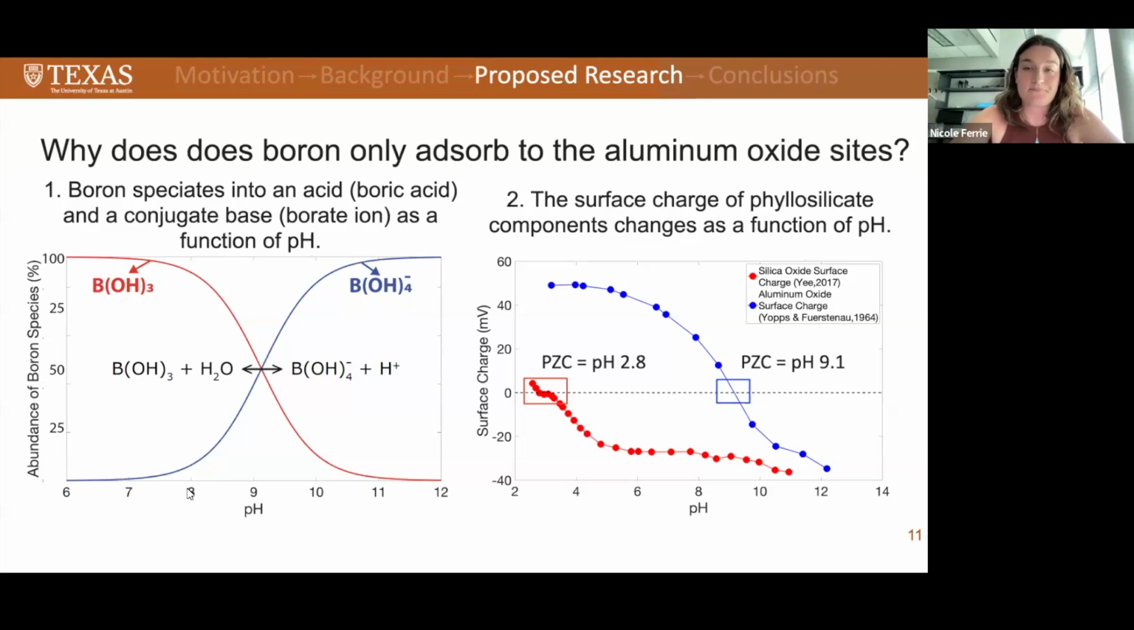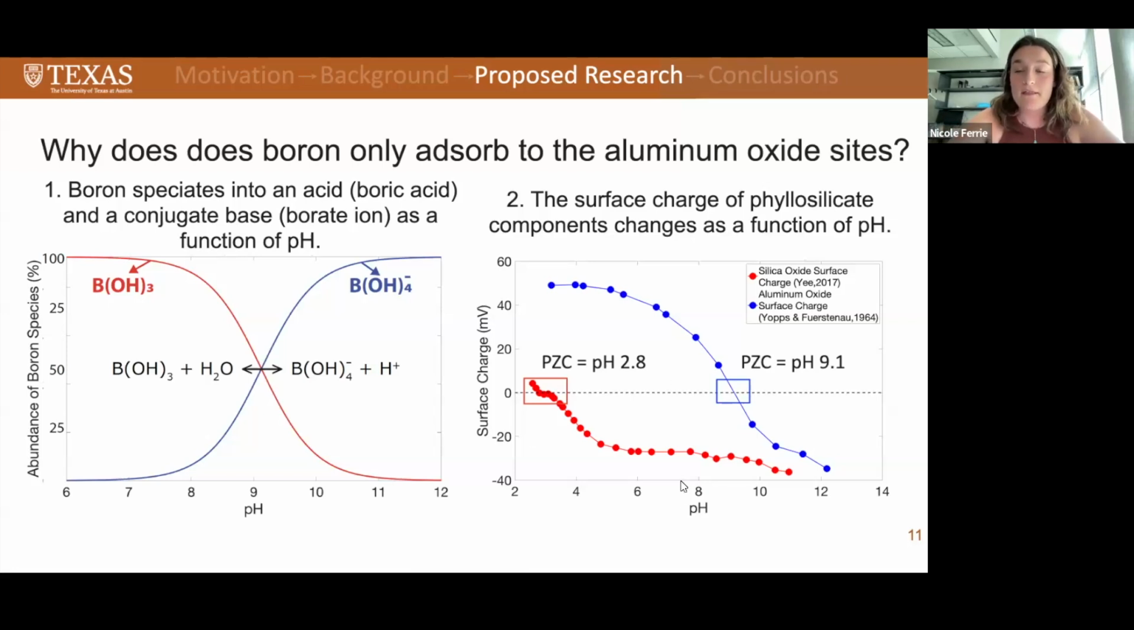Now, looking over here at surface charge, I have the point of 0 charge for silica oxide and aluminum oxide. The point of 0 charge is the pH at which you have a surface, and the amount of surface sites that are positive and the amount of surface sites that are negative are exactly equal, so the surface has a neutral charge. At a pH below the point of 0 charge, the surface is going to be predominantly positive, and at a pH above the point of 0 charge, the surface is going to be predominantly negative.